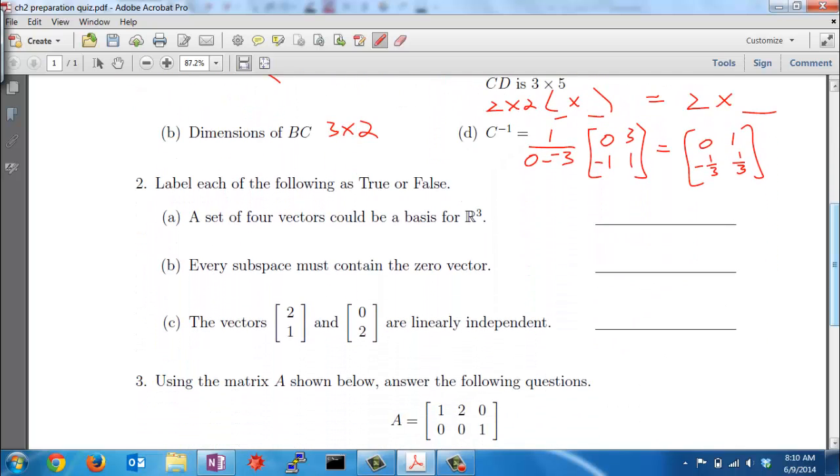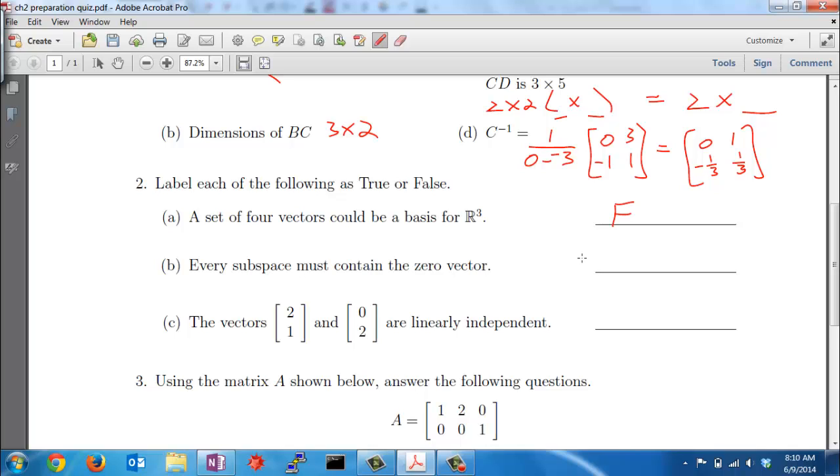A set of 4 vectors could be a basis for R3. That is false. If I have 4 vectors in R3, that cannot be linearly independent. They have to be linearly dependent. I know that a basis for R3 contains 3 vectors. That's the right number of vectors for a basis, and there is a perfect number. So if I have 4, one of them is extra. One of them must be a linear combination of the other ones.